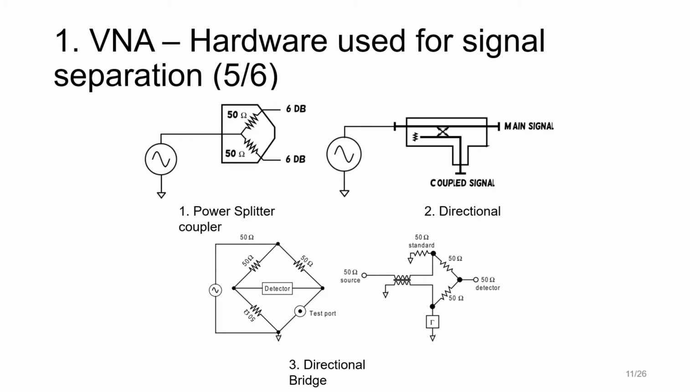Here in the slide we have schematics of the different hardware options we have for the signal separation stage of the VNA. We will talk about function 1 first, which is to separate a small finite portion of the incident wave so that we can measure how much power is really present in the incident wave. The choice of hardware for doing this can either be a power splitter or a directional coupler.